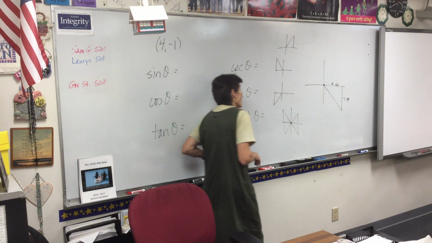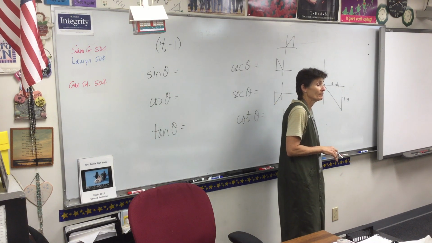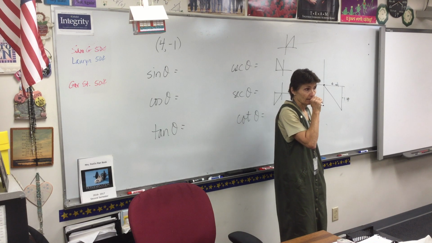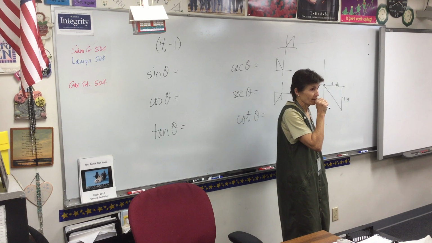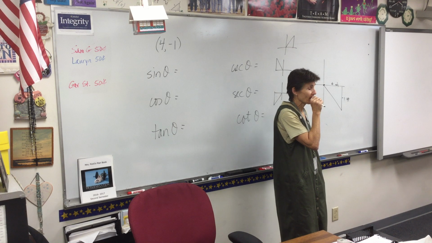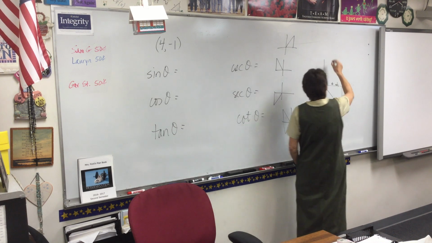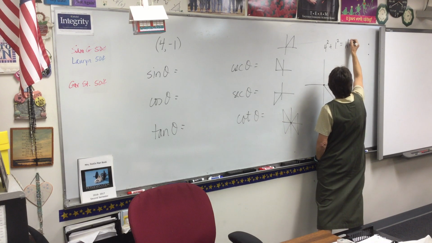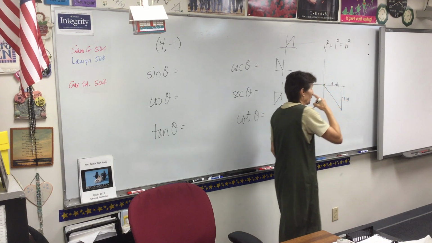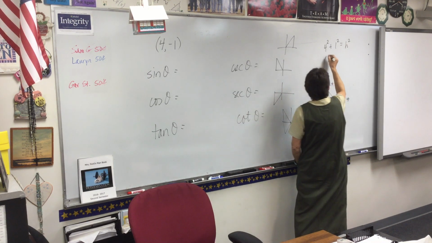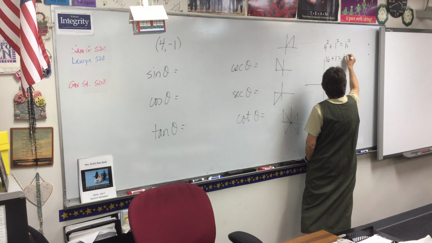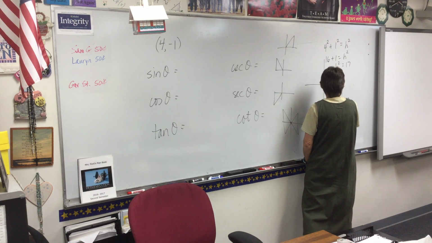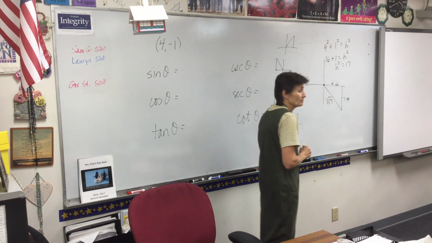Pythagorean theorem. And half of you, a full half of you, messed up your Pythagorean theorem yesterday. That's sort of embarrassing, right? You know the Pythagorean theorem is side squared plus side squared equals hypotenuse squared. So 16 plus 1 equals h squared, so h squared equals 17. So this is the square root of 17.